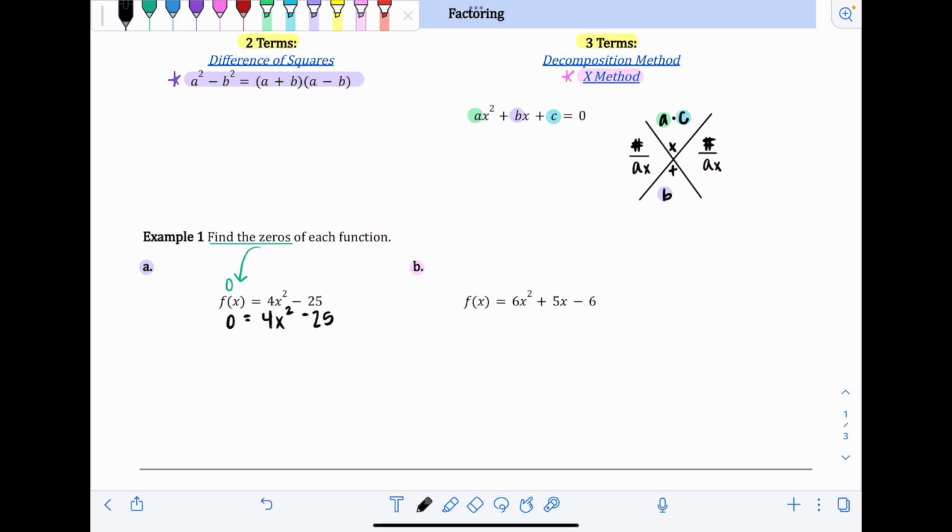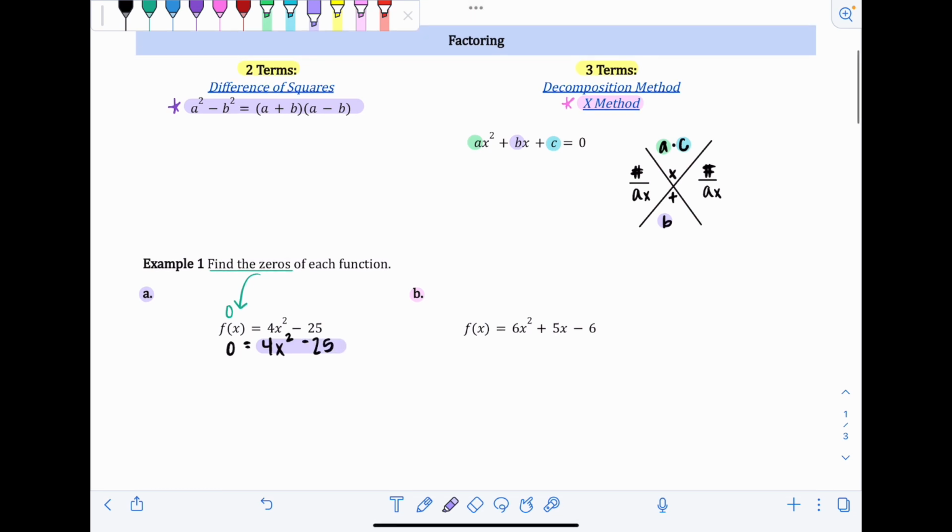And then now we want to factor. Before we start factoring, we want to see how many terms we're factoring. We just look at what is on the side that doesn't have the 0. So there's one term right here, 4x squared, and then the minus 25 is a second term. So that has two terms, so we're going to use this difference of squares formula for it.